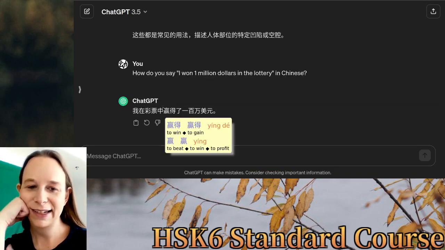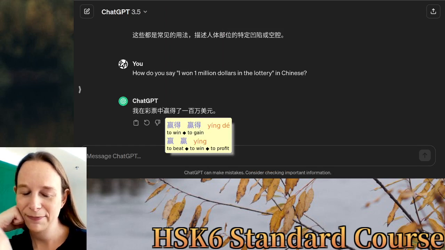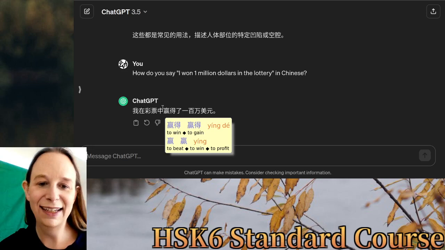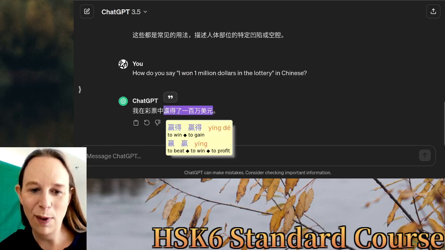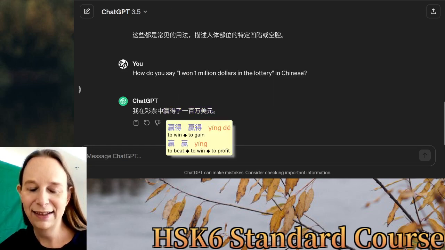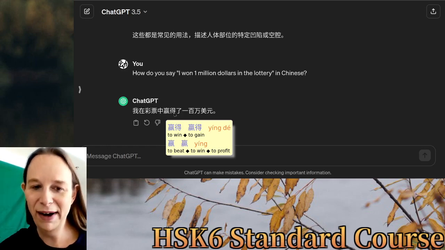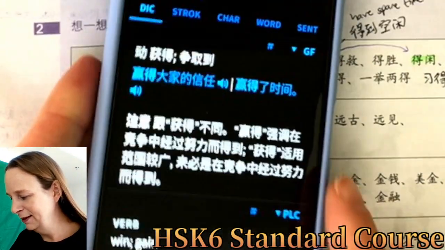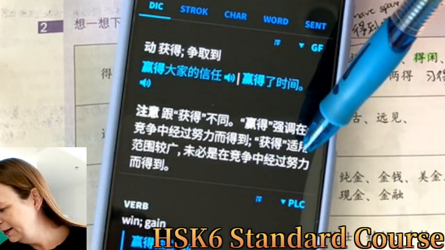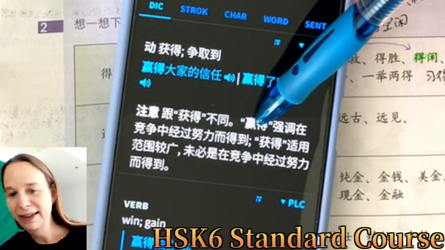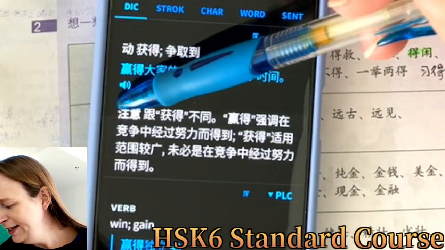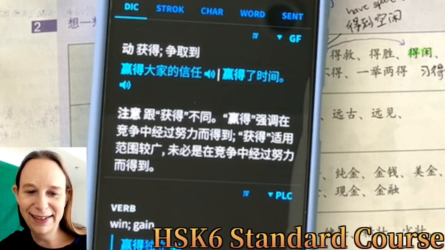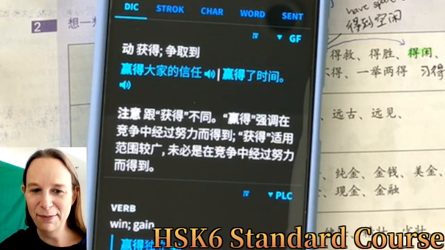So that kind of contradicts what it just said in the dictionary, doesn't it? 赢得了多少钱? Yeah, I won this. Because the dictionary we just read said it has to be through striving and struggle. Here, 赢得强调在竞争中经过努力而获得。But when you enter the lottery and win $1 million, there's not that much of a struggle, really.